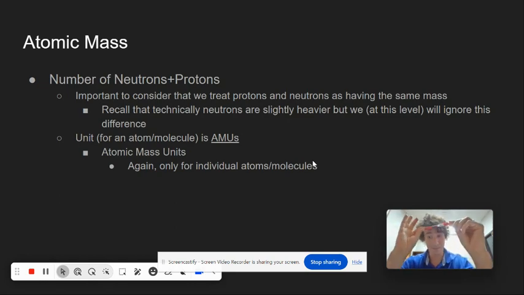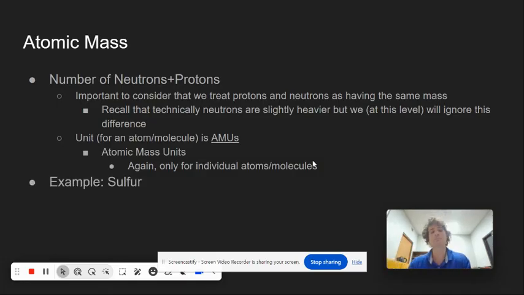I would use grams. When you get to numbers that big, then AMUs start to turn into grams. Okay, we'll get to the mole later on. That'll make all sorts of sense. But for right now, individual atoms, we use AMUs, molecules, AMUs. Molecule just means atoms bonded together.